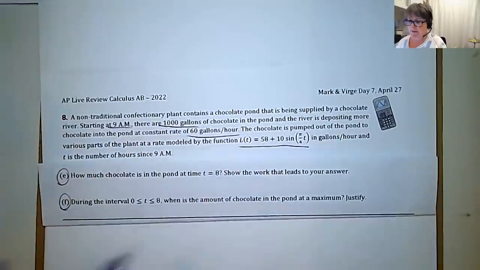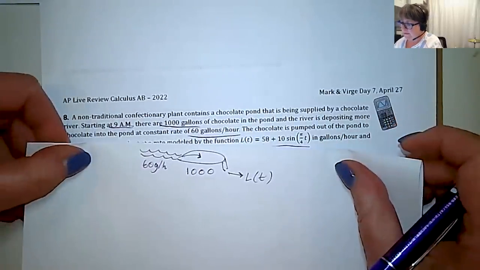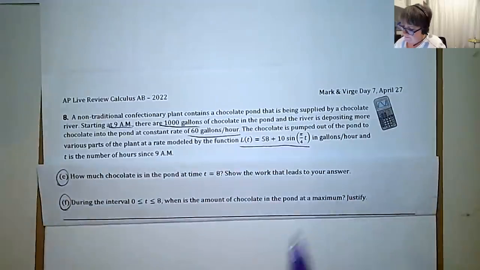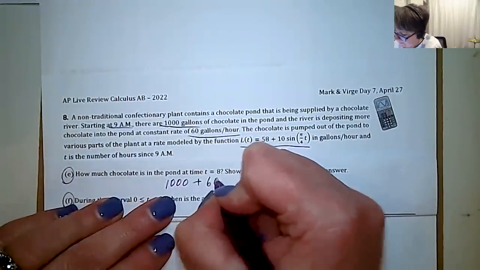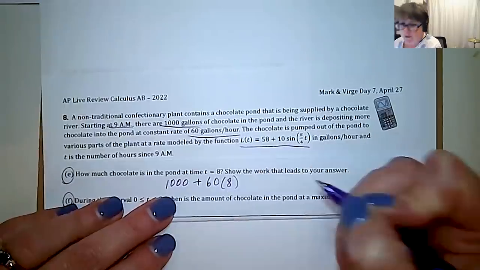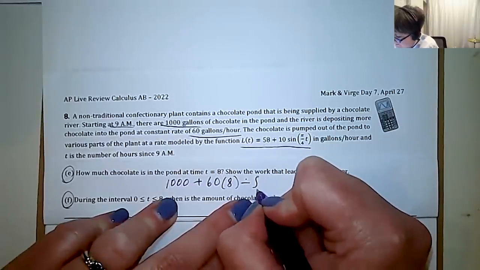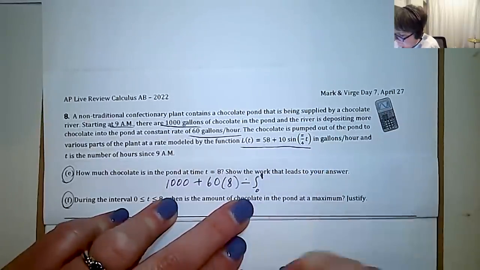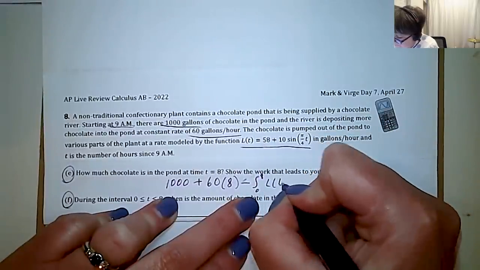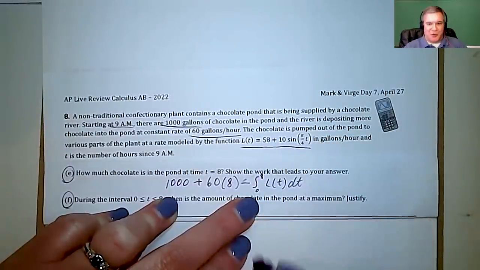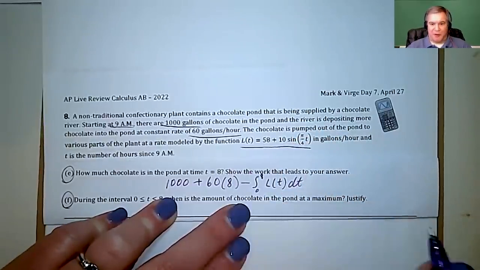Well, that brings me back to my original mental image that I had when I was reading this. I started with 1,000. And then I was adding 60 gallons every hour, and we're going over 8 hours. And then I had the integral from 0 to 8 of my leaving function, so L of t dt. And while Virg is writing that, it said show the work. On a calculator active problem, she is currently showing the work.